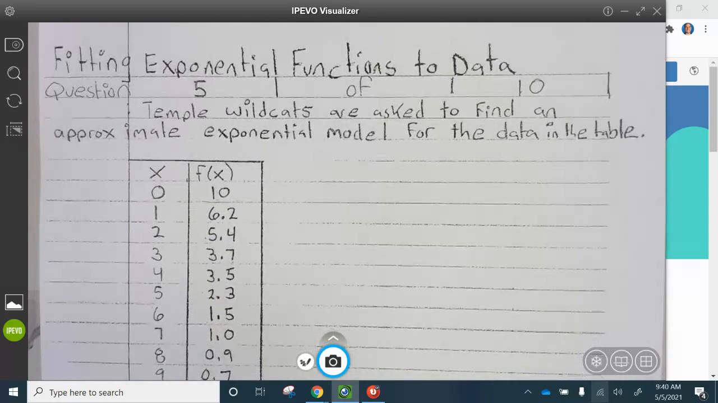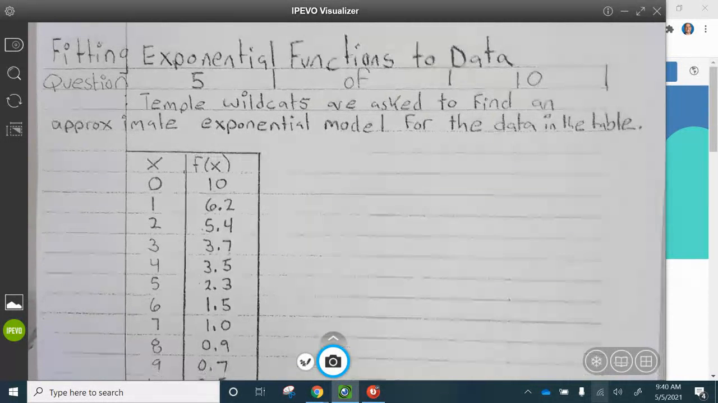All right, question 5 of 10. Temple Wildcats, you are asked to find an approximate exponential model of the data in the table. So here's your table.